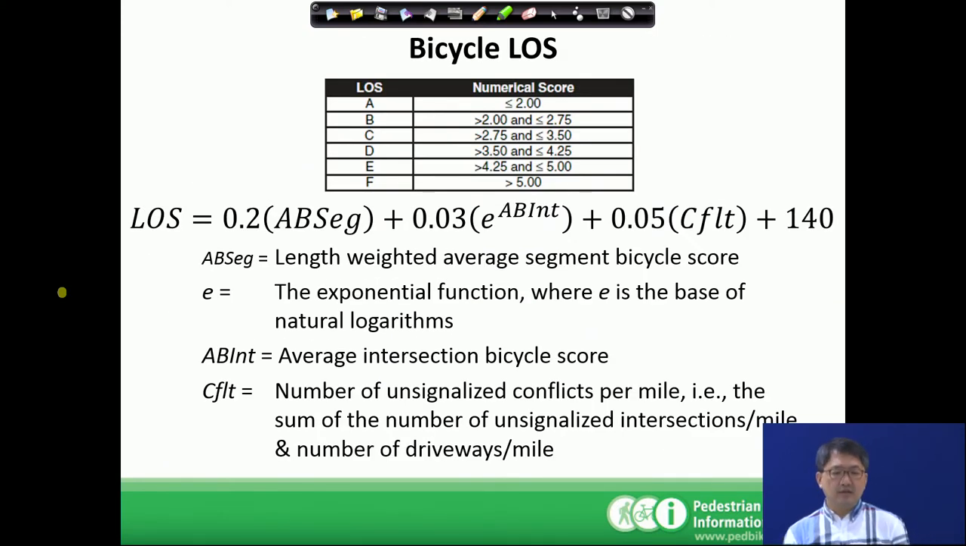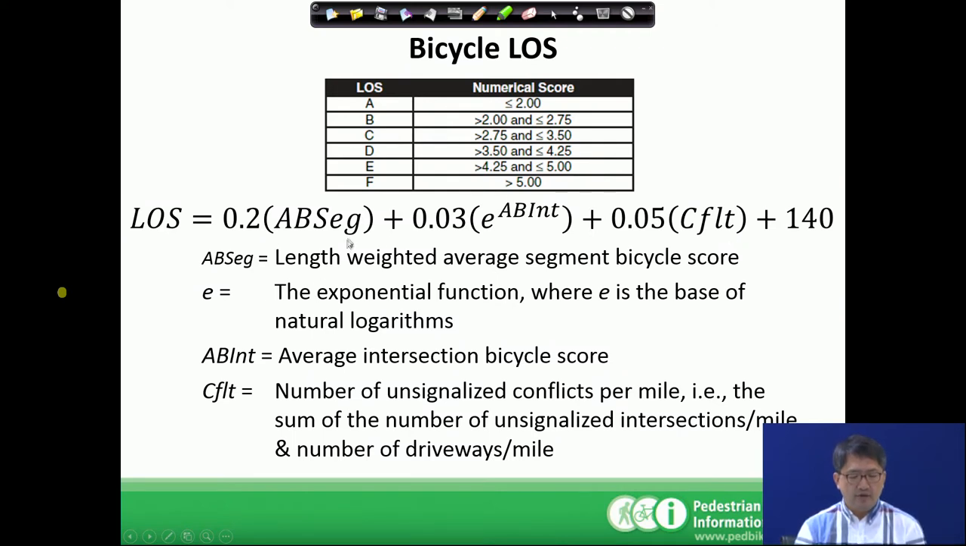So this is a magic equation. It uses a numerical score to measure performance. And this LOS looks like an equation based on a regression model, right? People consider segment aspects, the bicycle segment score, then the bicycle intersection score, and then conflicts are being used. And these have different equations to calculate these values.